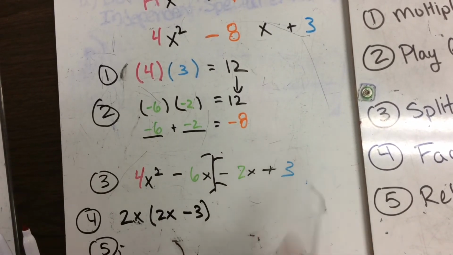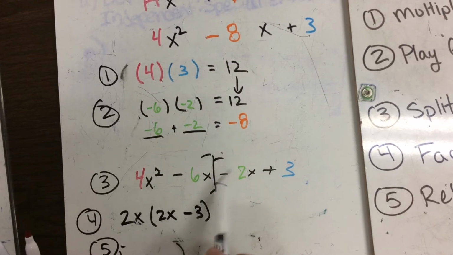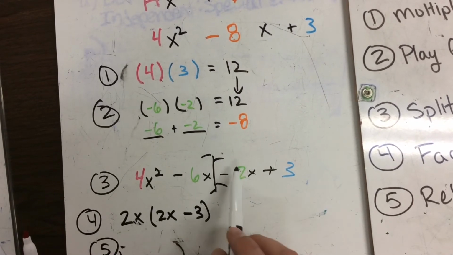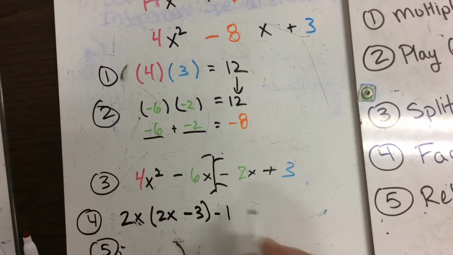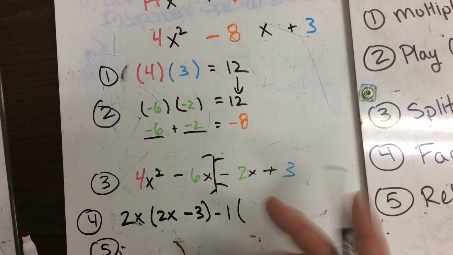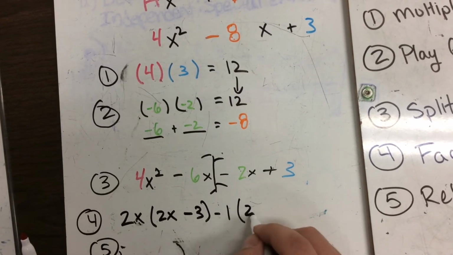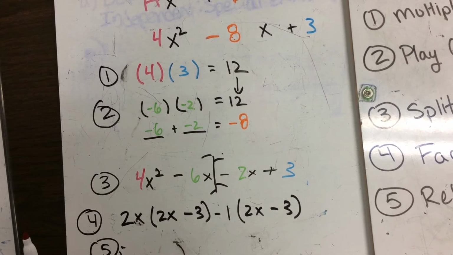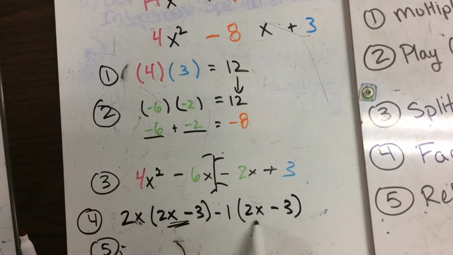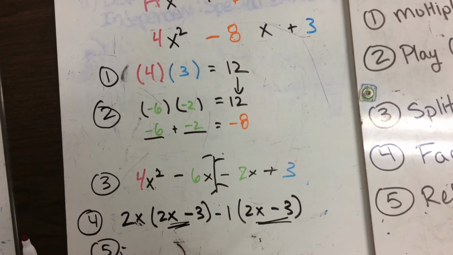Over here, what can I pull out? Well, again, it looks like I'm kind of in one of those situations where all I can pull out is a 1. However, I have a negative here this time. So what I'm going to do is I'm going to pull out a negative 1. If I pulled out a negative 1, it means that I'm going to have a positive 2x minus 3. Okay? I can check my parentheses. They're the same, so I'm good to go.